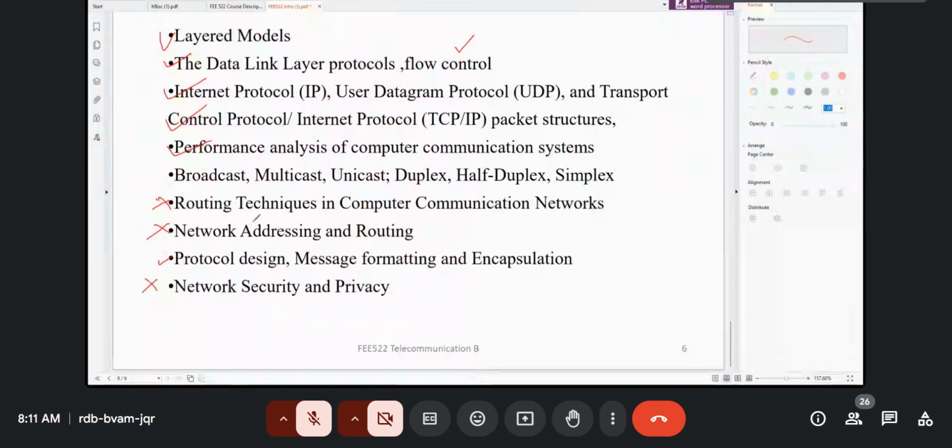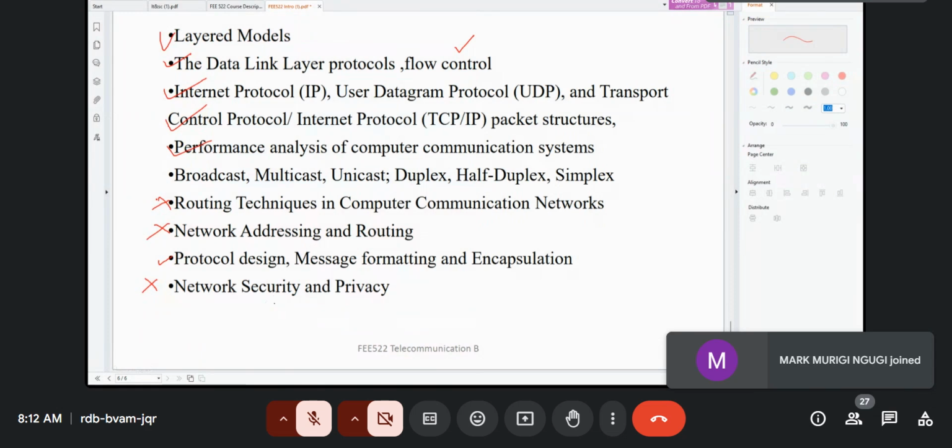Protocol design, message formatting, and encapsulation. That we are going to do. We will look at encapsulation and message formatting as a concept. We will get into protocol design as an exercise because again time is a constraint, and also the requirement of this course does not call for details in this area.